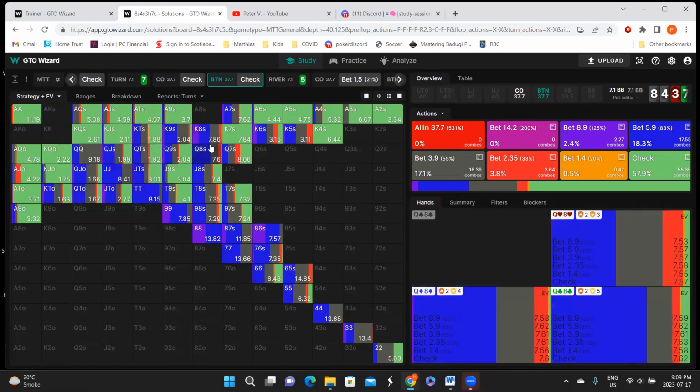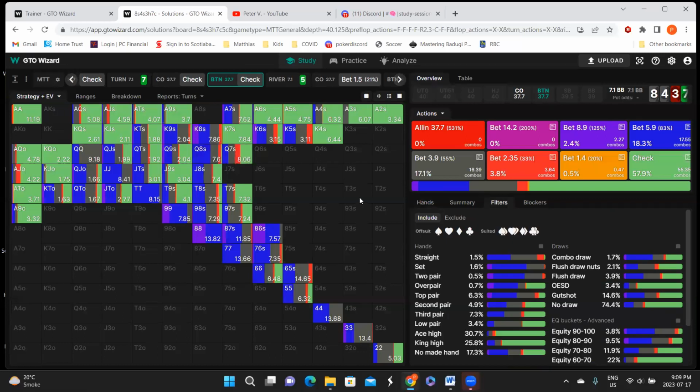What spot is this? King 9. So this is 40 big blinds, cutoff versus button. And we're just doing some range interaction work. Welcome to the party, Viv.